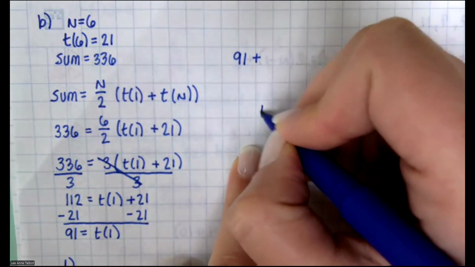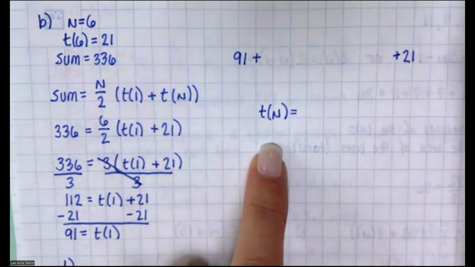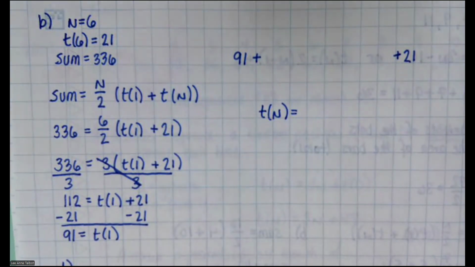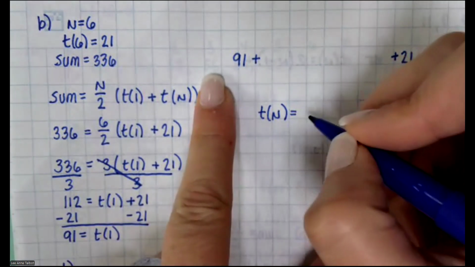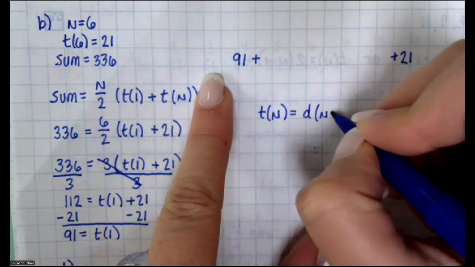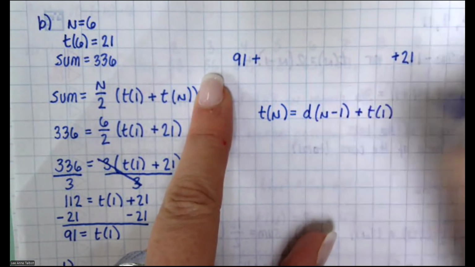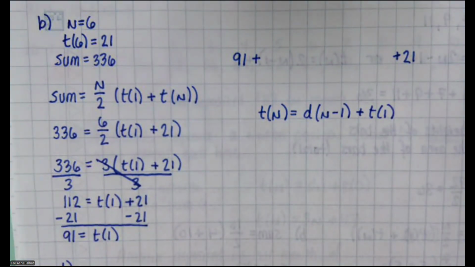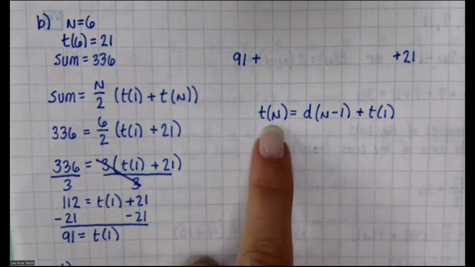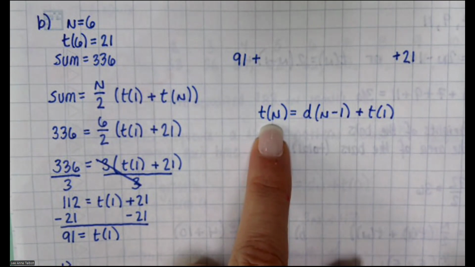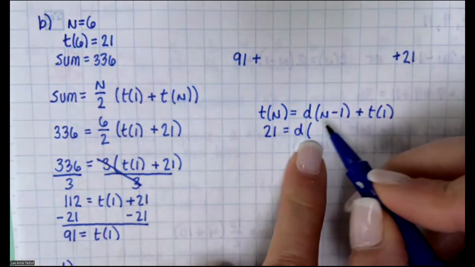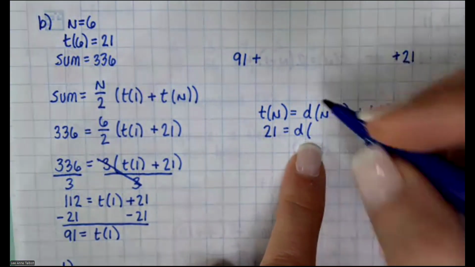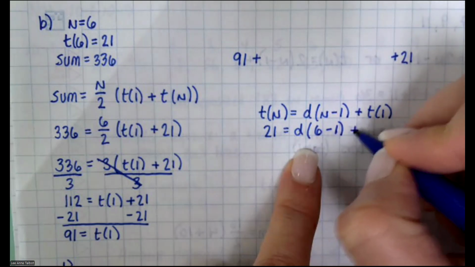So on this one, should we write it in terms of term 0 or term 1? Do we know term 0? Can we find this? No. Now you don't have any choice. Okay. So what is the last term? 21. How many terms are there? 6. And what's the first term?